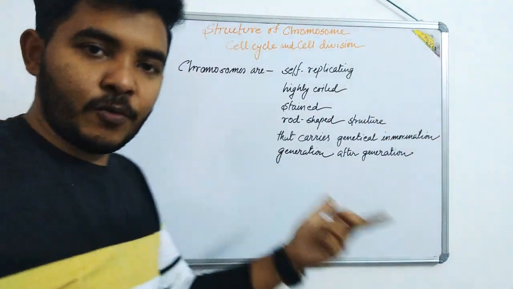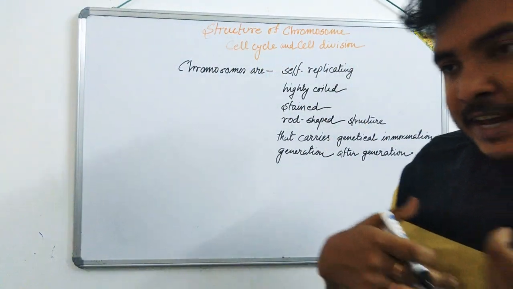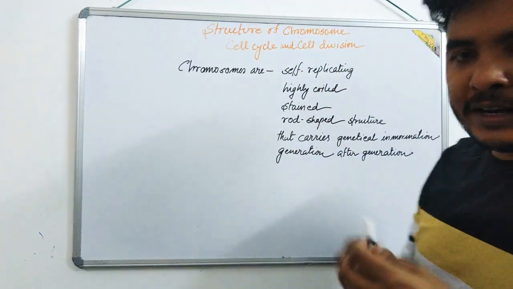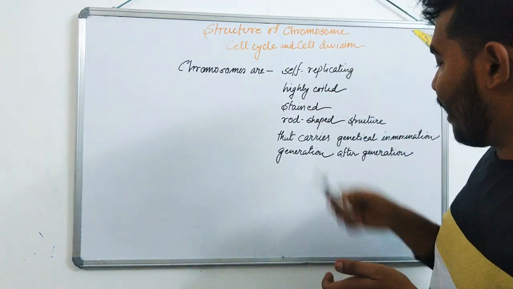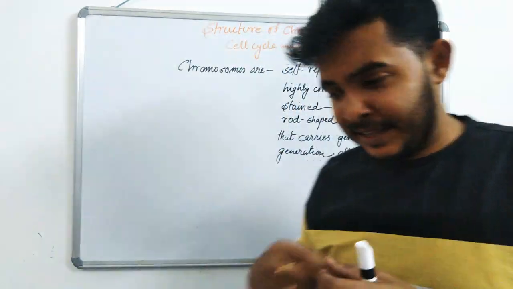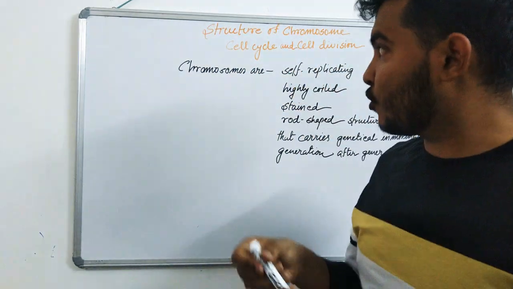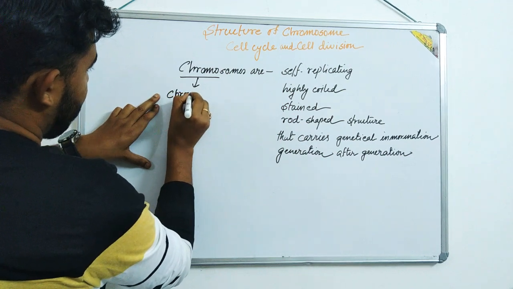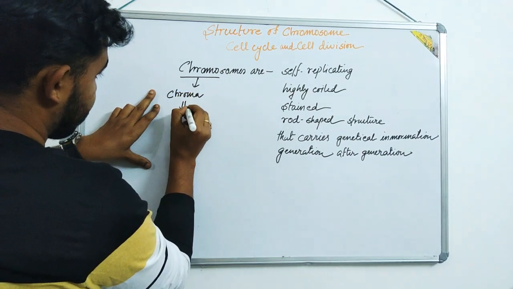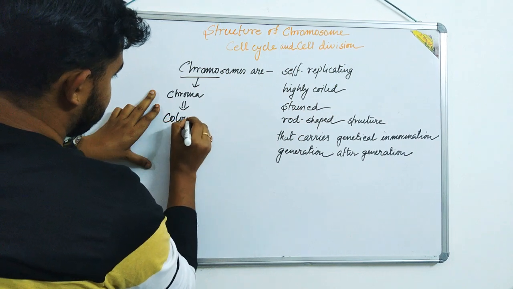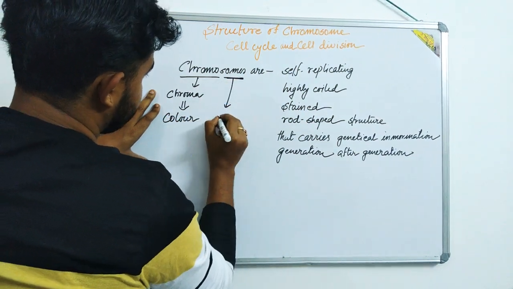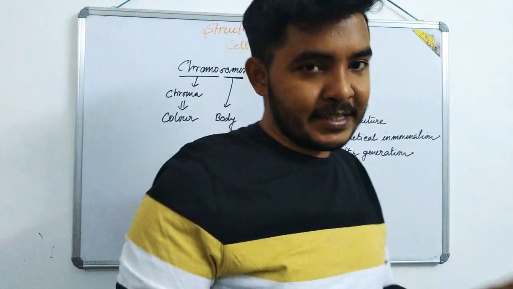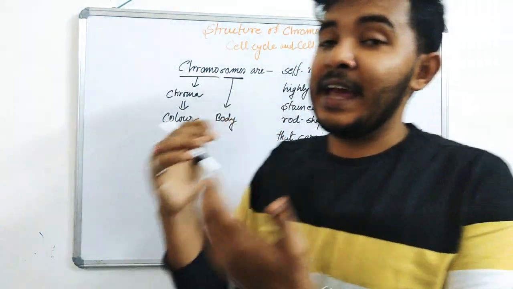So what is chromosome? Self-replicating means it can produce the same copy of itself. Highly coiled, they are very compact, and also stained. You can stain them, they generally get colored. If you break down the word chromosome, it has chroma, which means color, and soma, which means body, so it is a colored body. They generally take the basic stains because chromosomes are generally acidic.